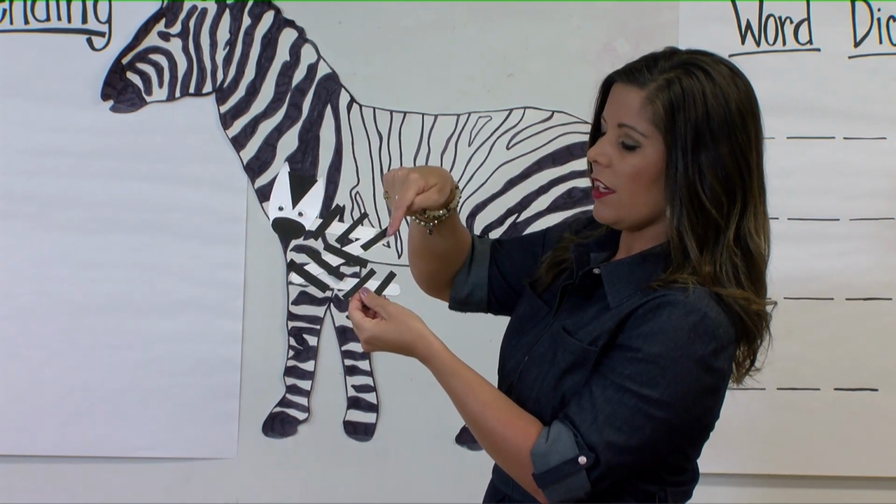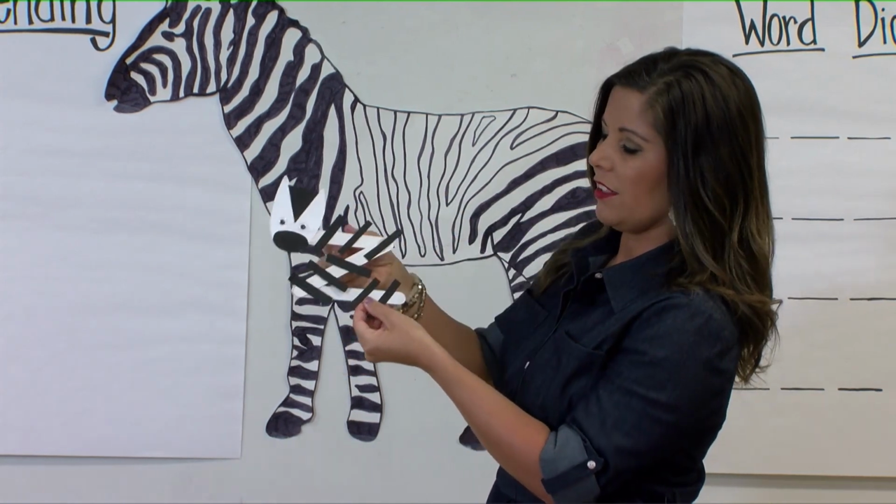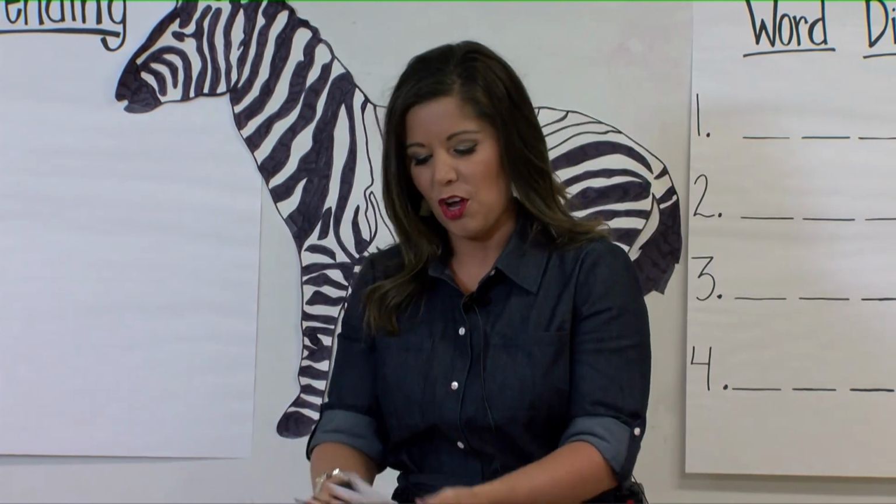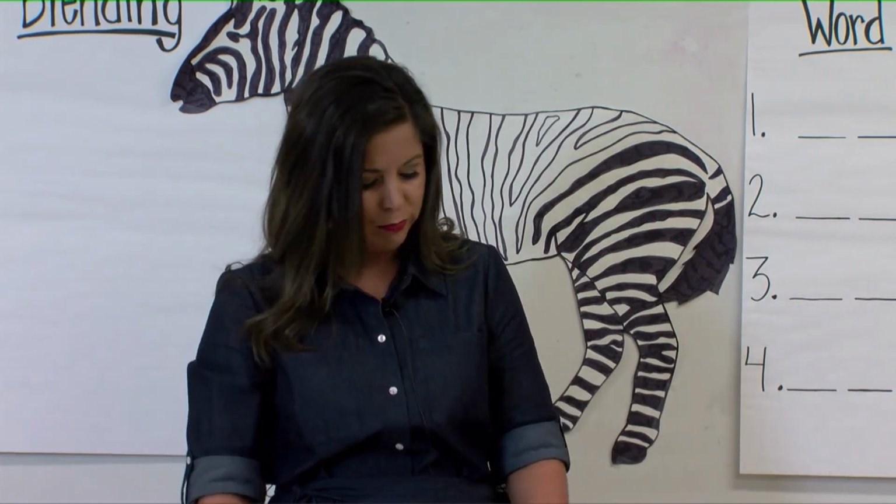Remember, left to right, go down to a slant, and back to the right. This is my zebra. So I hope you guys have fun and you can do that craft at home.